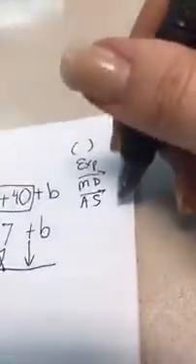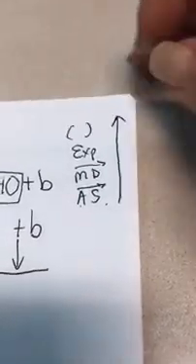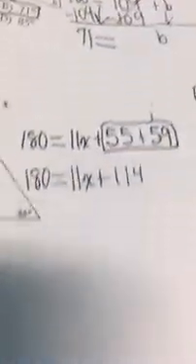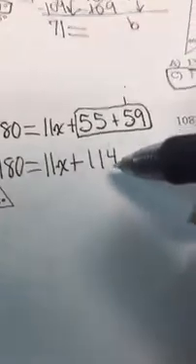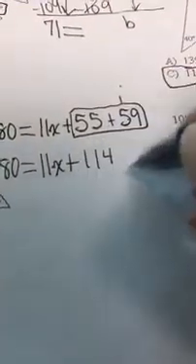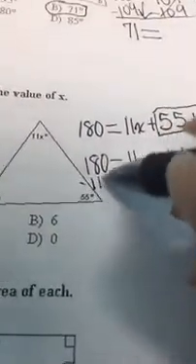So since we're going backwards, we're going to start at the bottom. We're going to get rid of whatever's being added or subtracted to our variable first before we multiply or divide. So back over here, find what's being added, that's 114. We're going to do the opposite of adding 114, which is to subtract 114 from itself and across the equal sign, minus 114.